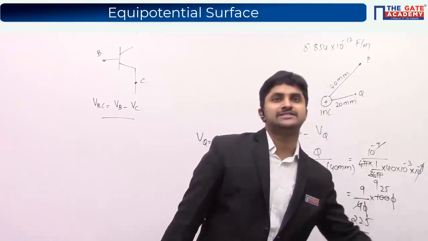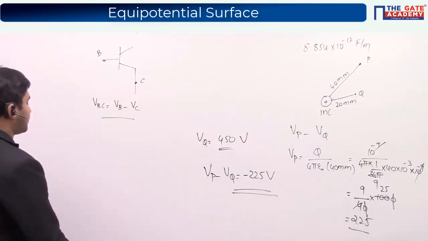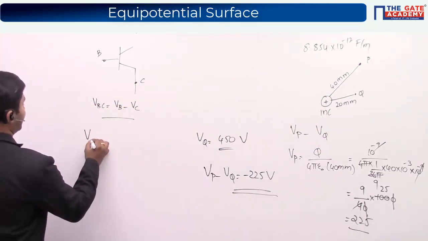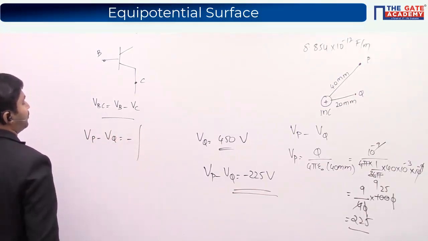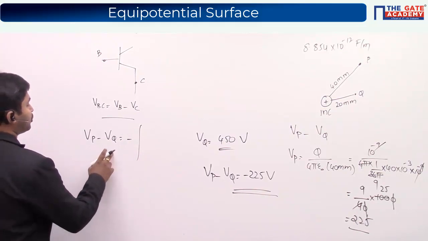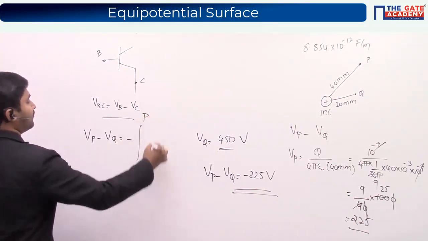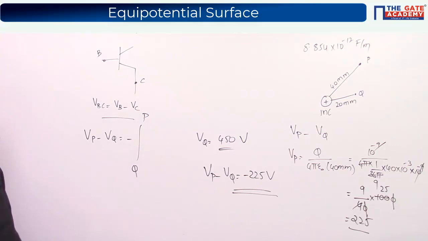In the integral, what is the upper limit and the lower limit? See, if the question is to find VP minus VQ, then you have to understand that it is minus of the integral, where you are moving from the point Q to the point P, of E dot dl.